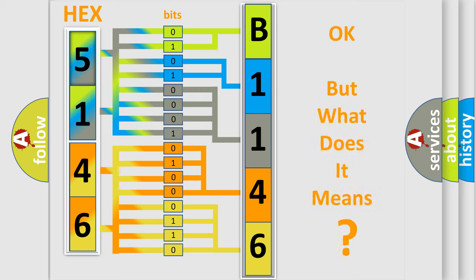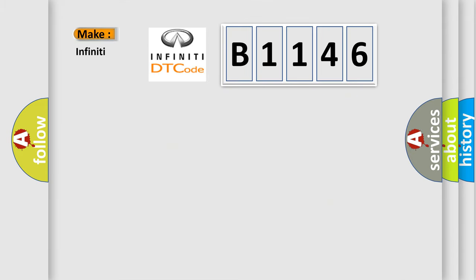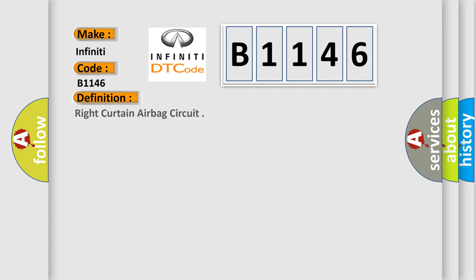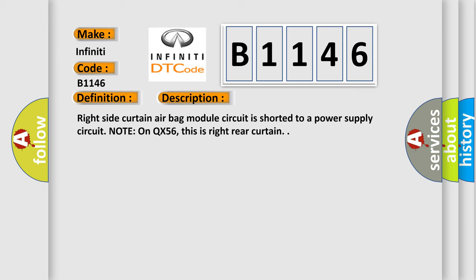The number itself does not make sense to us if we cannot assign information to what it actually expresses. So, what does the Diagnostic Trouble Code B1146 specifically mean for Infiniti vehicles? The basic definition is right curtain airbag circuit. And now this is a short description of this DTC code.